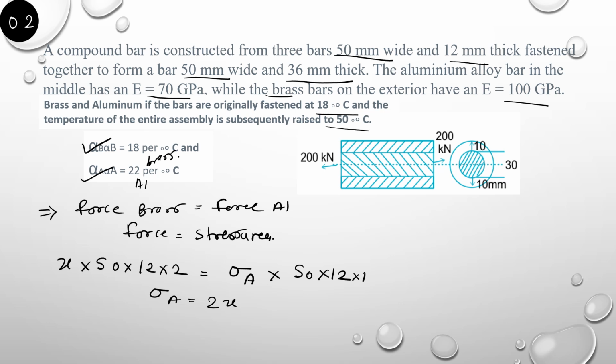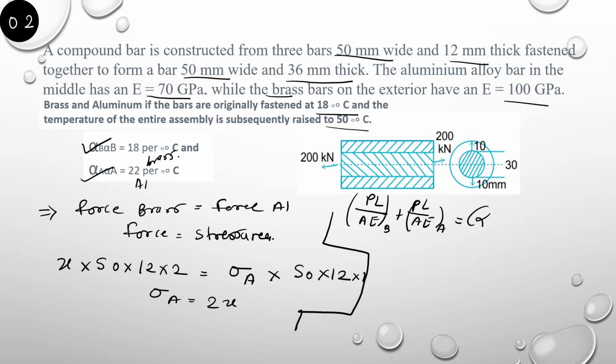Then the next formula to use is to equate the change in length to the stresses. The change in length is PL by AE plus PL by AE, this is for brass and this is for aluminium, which is equal to alpha A minus alpha B into T2 minus T1 into L. So this is the formula.